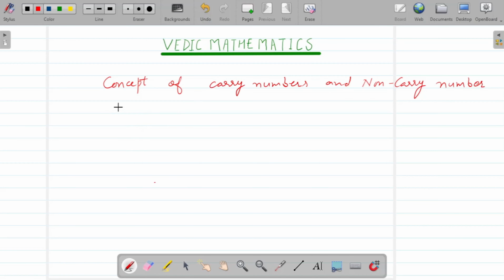If we have two digits to be added like 3 plus 4, answer is 7. 7 plus 2, answer is 9. 8 plus 1, answer is 9. 7 plus 5, answer is 12. 8 plus 5, answer is 13. 9 plus 4, answer is 13.